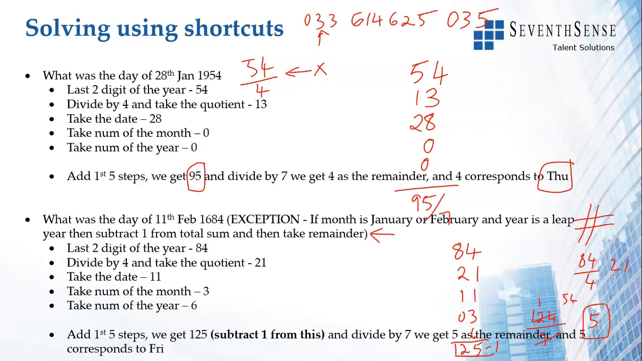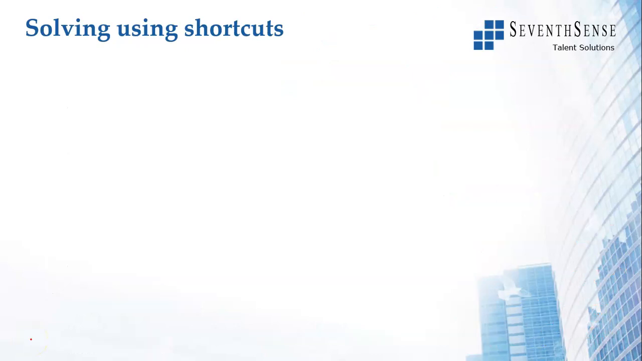Okay, that is all there is to the shortcut method. If you're comfortable with this, please use this. If you're comfortable with the earlier methods, which we have shown in the playlist, please use that as well. Okay, let us look at a few examples. Before we look at examples, let us write the month code and the year code for our reference.